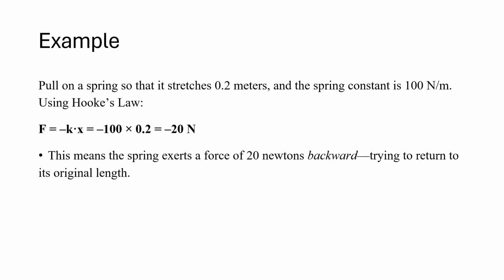Let's look at a numerical example. Pull on a spring so that it stretches 0.2 meters, and the spring constant is 100 newtons per meter. So in Hooke's law, the force is equal to minus kx, and the force here is minus 100 times 0.2, which is minus 20 newtons. So that's our net force required to extend the spring with a spring constant of 100 newtons per meter, 0.2 meter. So this means that a spring exerts a force backwards, trying to return the spring to its original length.